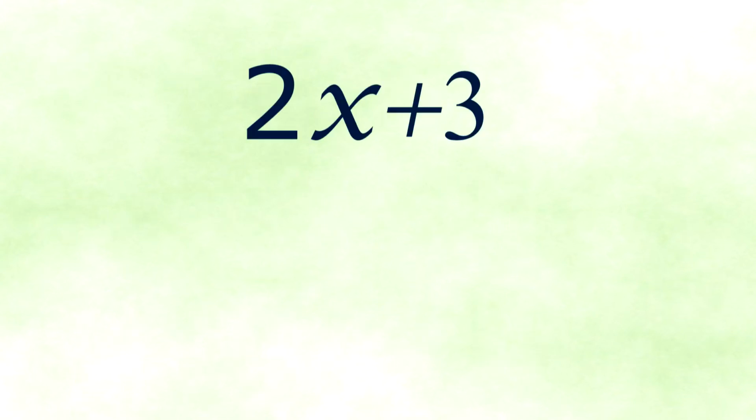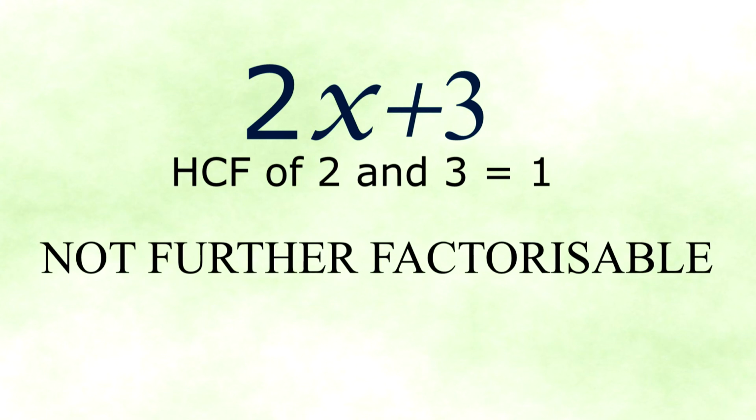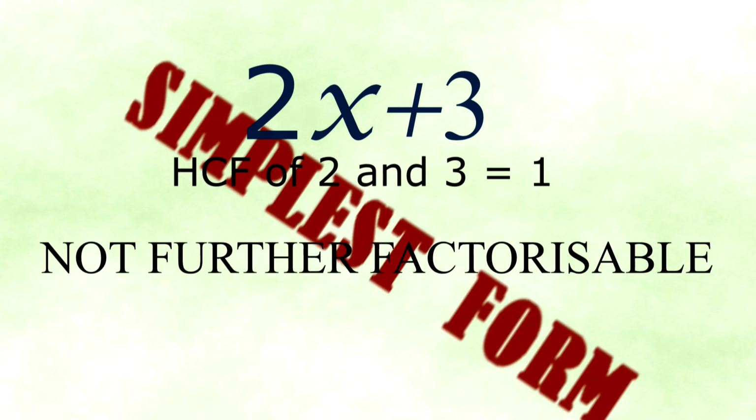Wait a minute! What if we have numbers which do not have a common factor, however, like 2x and 3? Well, first, even these numbers do have a common factor, and that will be 1. They don't have another common factor, therefore 1 would also be their highest common factor. This means that this expression is not further factorizable and it is fully simplified.